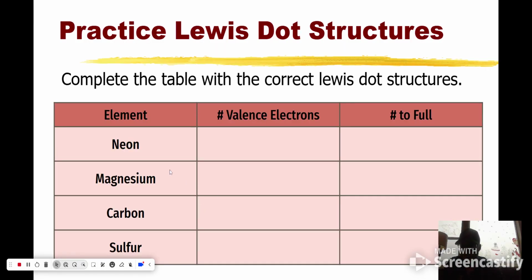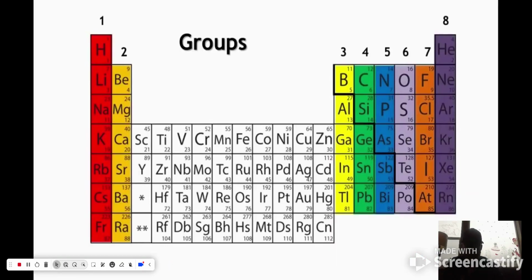I'll go through quickly. So neon, we know, would not bond with anything. Magnesium is in group 2. That means it would bond with anything from 6. Carbon is group 4, so it would bond with anything from group 4. And sulfur, 6, so it would bond with anything from group 2.